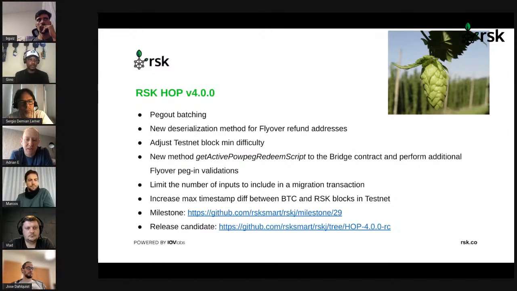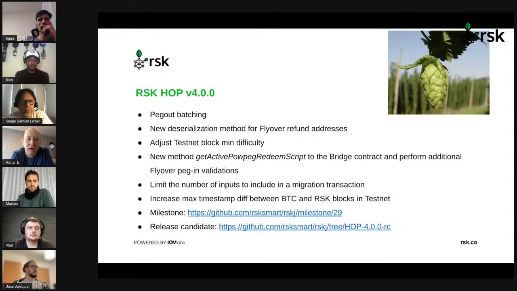But in Hop, we didn't want to repeat this same situation, having a huge number of changes included in it. So we limited the scope. I believe it's 6 RSKIPs that were presented today. And there were a few things that we had to leave out of Hop.